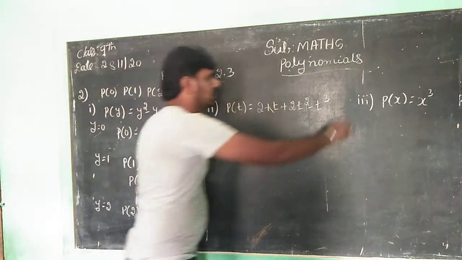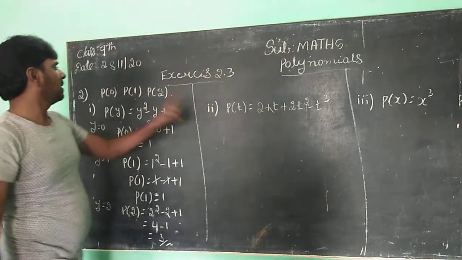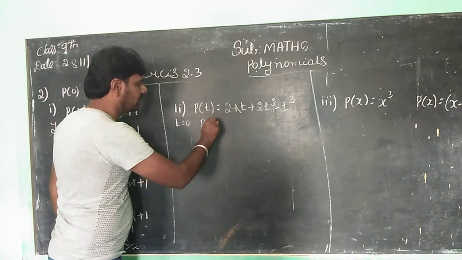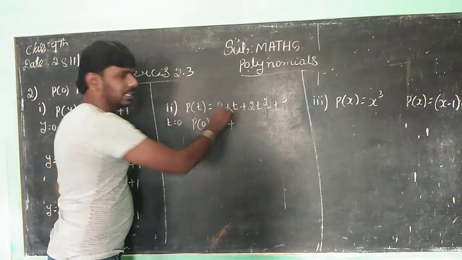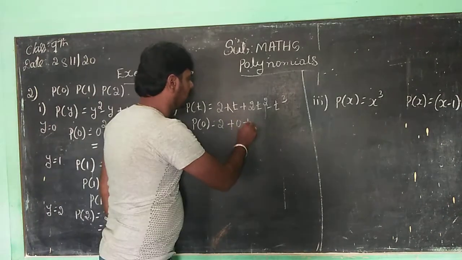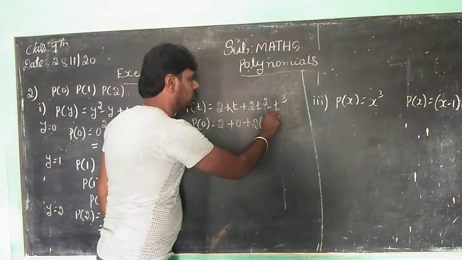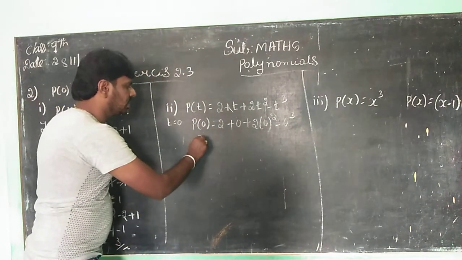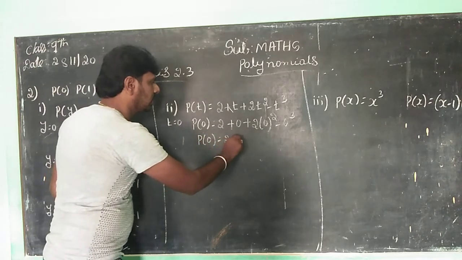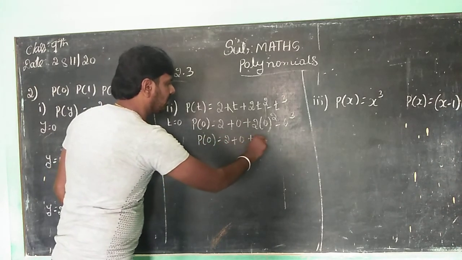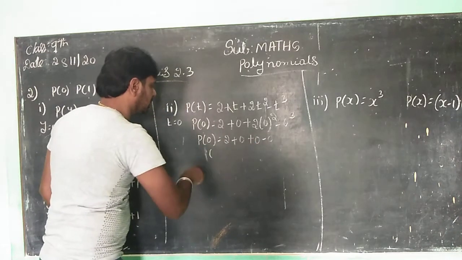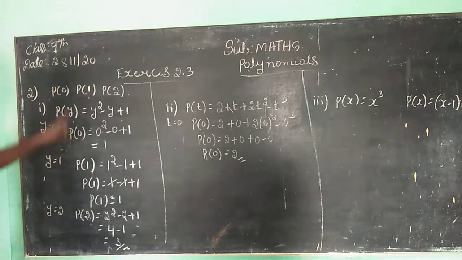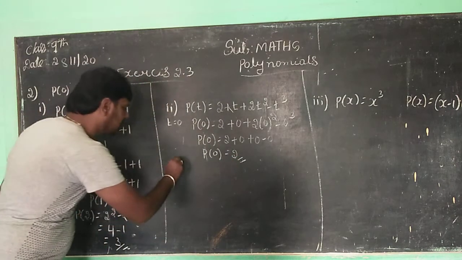Next, the second question. First, P of 0, t is equal to 0. Substitute 0 in 2 plus t plus 2t square minus t cube: P of 0 is equal to 2 plus 0 plus 0 minus 0. The value of P of 0 is only 2.